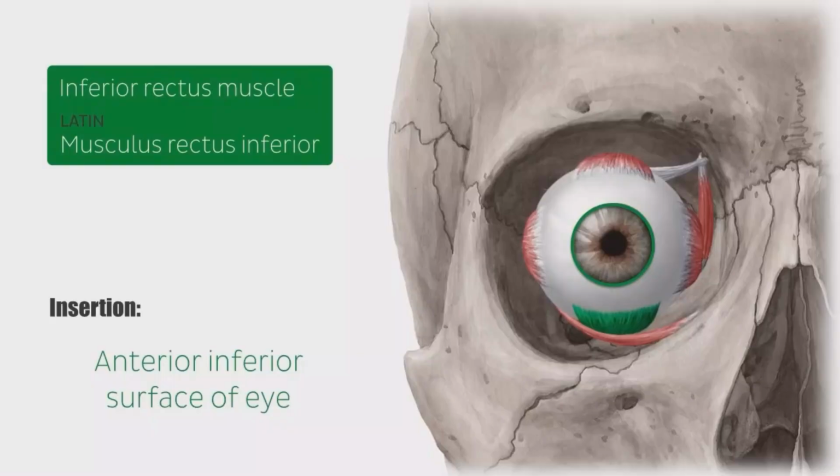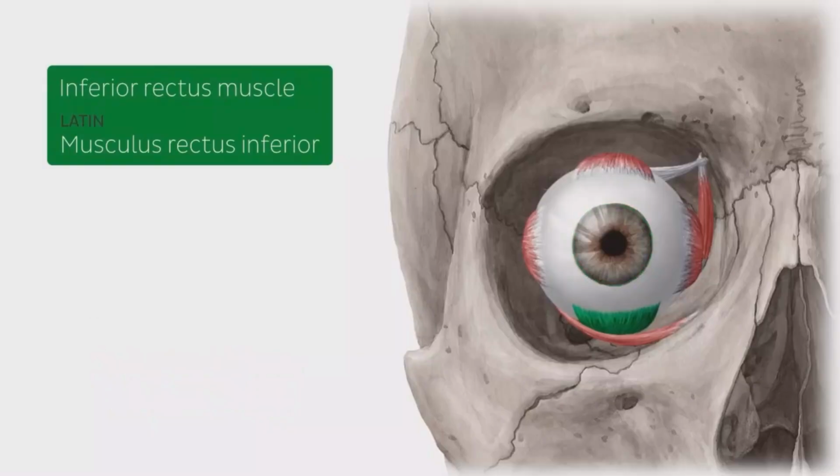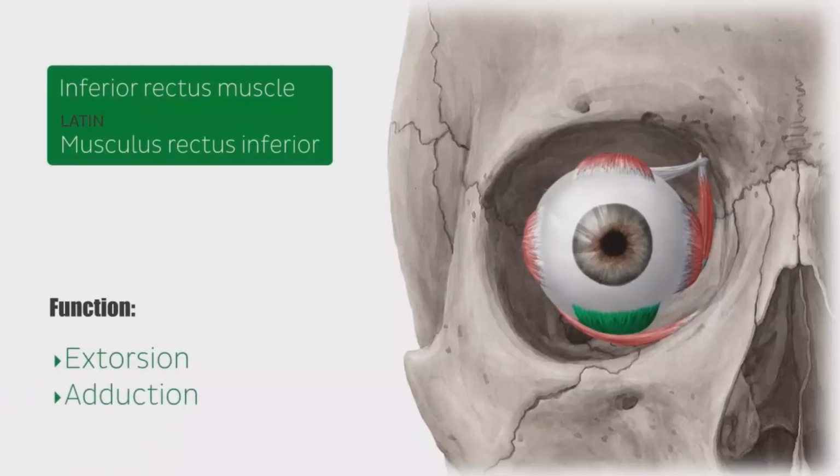When the eye is in a neutral position, the inferior rectus muscle is responsible for the following movements of the eye: extorsion, which is outward or lateral rotation; adduction, which is medial movement towards the midline; and depression, which is movement inferiorly.